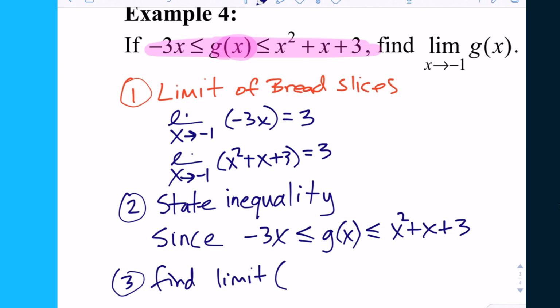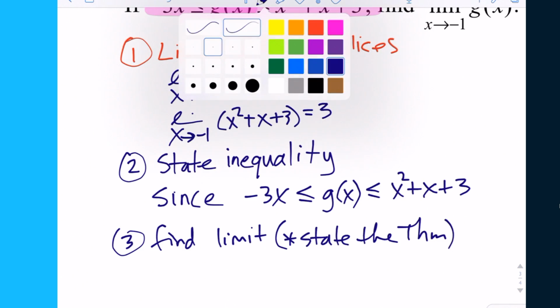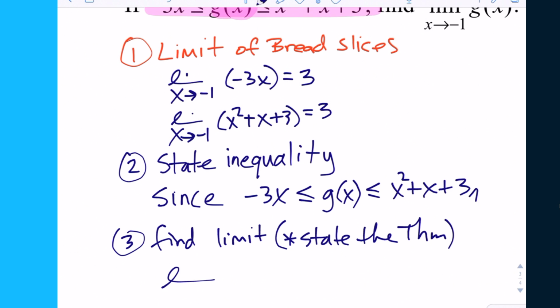And if you want, you can actually state the theorem. That's an option. You don't necessarily have to. You're using the theorem, so you don't have to state the theorem. So since the inequality holds true, you could say, comma, the limit as x goes to -1 of g of x must equal what? 3.